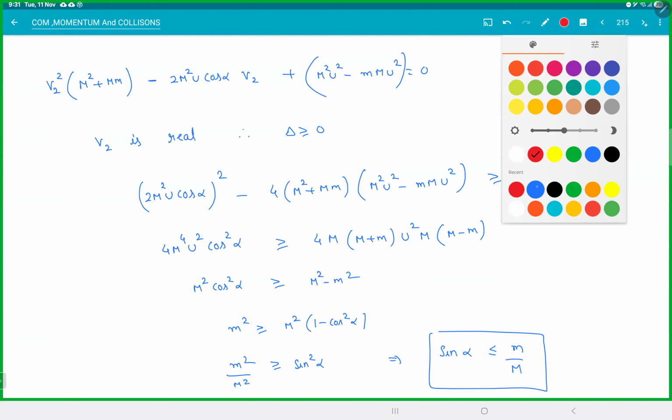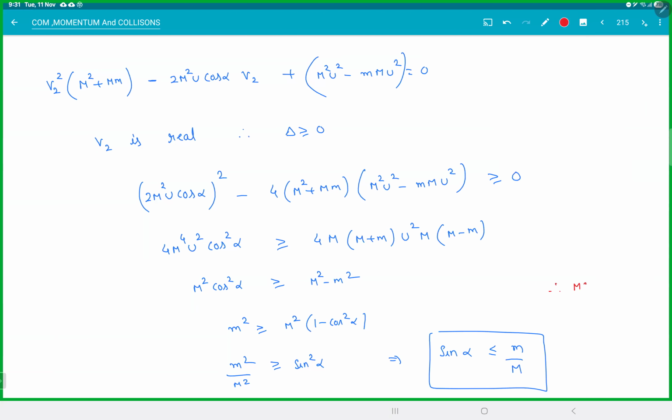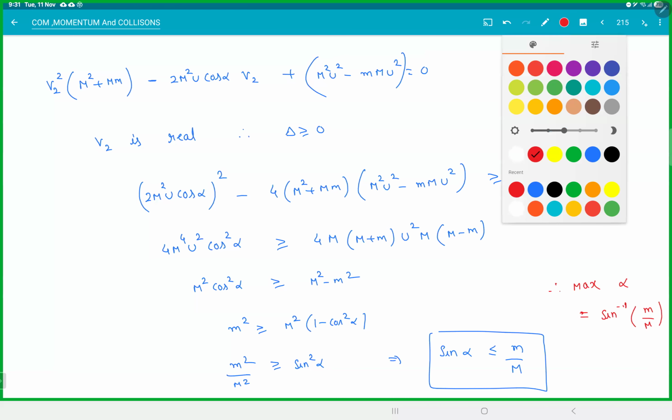Therefore, the maximum deflection is, so max alpha is sine inverse of small m by capital M. Phew, that's your result. There, do remember the result. It did come in the 2025 advanced version.